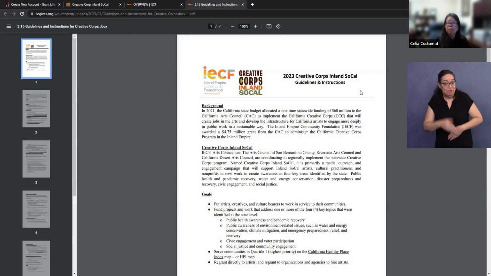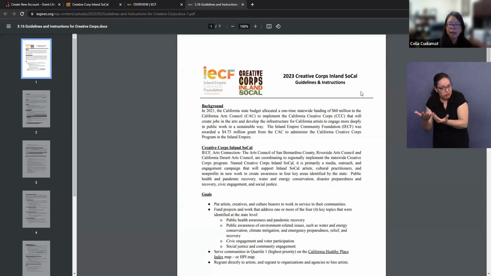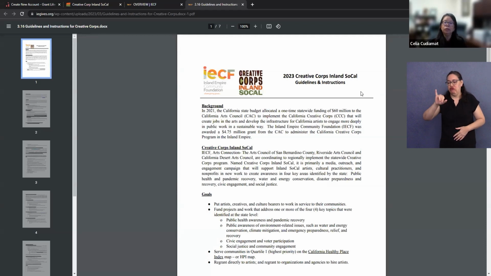So really the main goals are pretty directive. It's all about putting artists to work, and that is inclusive of culture bearers to make sure that they are serving their communities. And it is also an opportunity for nonprofit organizations to hire artists to address certain areas in the community. And these 4 distinct areas encompass public health awareness, which is all about pandemic recovery; public awareness of environmental issues, whether it's about climate change, water and energy conservation, and emergency preparedness, relief and recovery; civic engagement, such as voter participation; and social justice. So those are the 4 main areas.